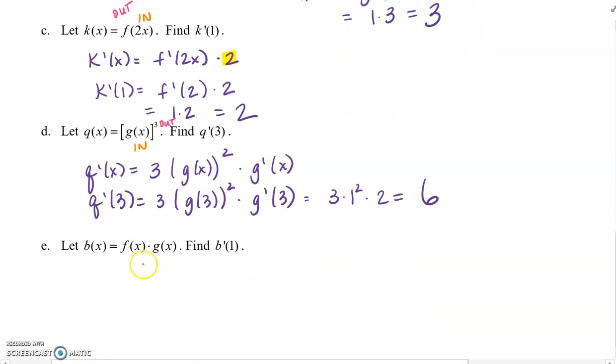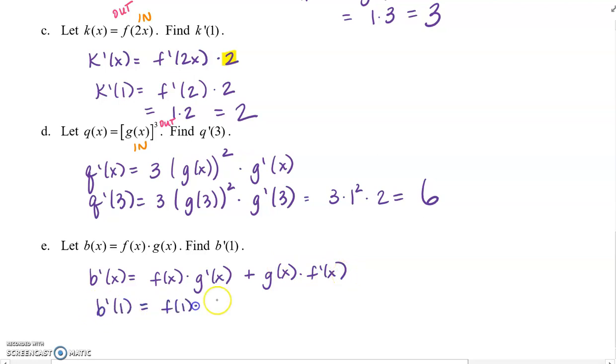And letter E, straightforward product. So this is really a recap of what we did in our last chapter. And recognize that you don't need chain rule, that now we're just adding to your toolbox of rules, and you can't forget all the things that we've learned before. So b prime of 1 is f of 1 times g prime of 1 plus g of 1 times f prime of 1. And now we just plug in our numbers here.